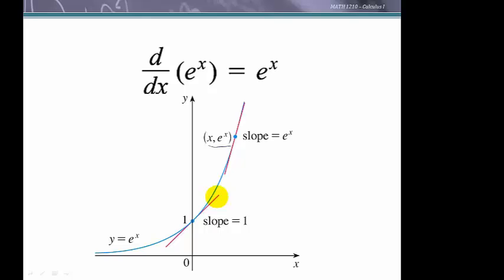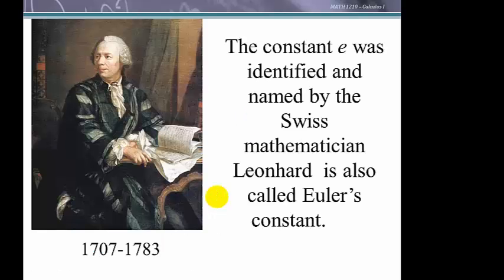So the only thing that we need for this particular section is the fact that the derivative of e to the x is e to the x. The constant e was identified and named by the Swiss mathematician Leonhard Euler. So it's also called Euler's constant, and here's Euler. He lived in the 1700s, very prolific mathematician, did a lot of work and responsible for a lot of our notation, and we use his little e to signify this particular limit as h approaches 0 of a to the h minus 1 over h equaling 1.